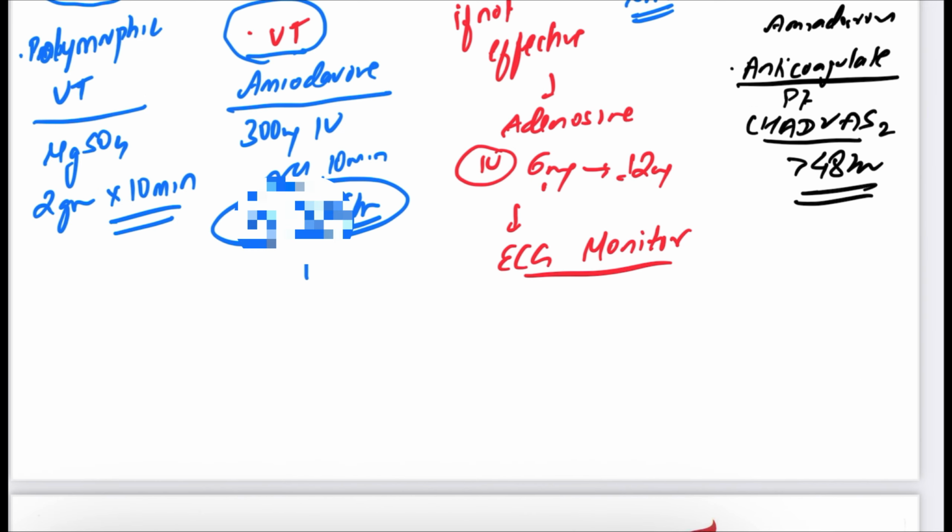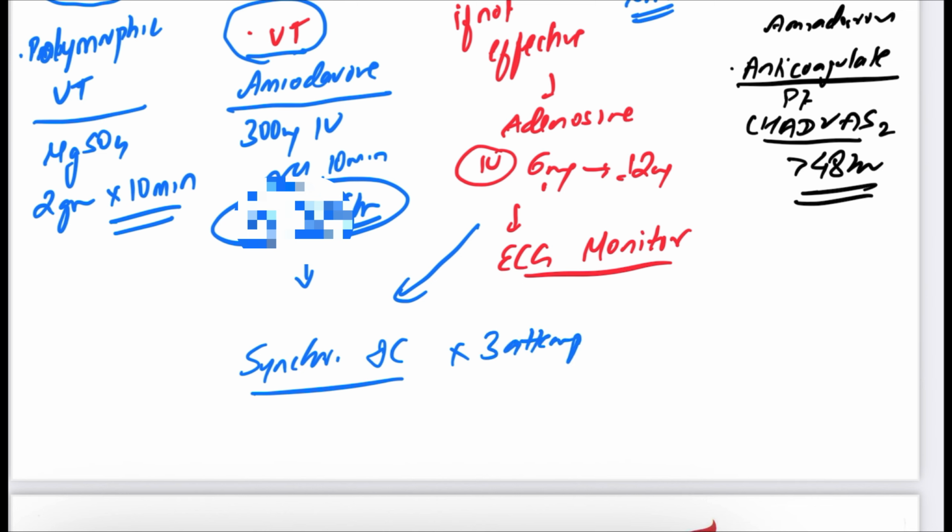If the rhythm does not respond with this, or if the patient in regular rhythm has not responded to adenosine, then we can always give synchronized DC cardioversion, up to 3 attempts. If needed we can give sedation, and if it does not respond to synchronized cardioversion even after 3 attempts, you can try drugs like amiodarone again and try synchronized cardioversion again. Okay, I'll stop here.